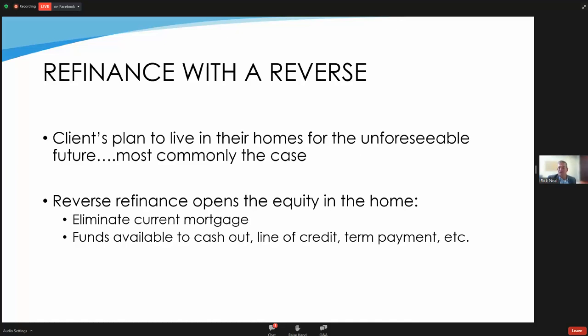A reverse refinance unlocks the equity in the home once mandatory obligations are met, including the elimination of the current mortgage and the closing costs of the loan. If any funds remain after these mandatory obligations, then proceeds are available in a lump sum, line of credit, monthly payment, or a combination. In essence, a reverse enhances cash flow.